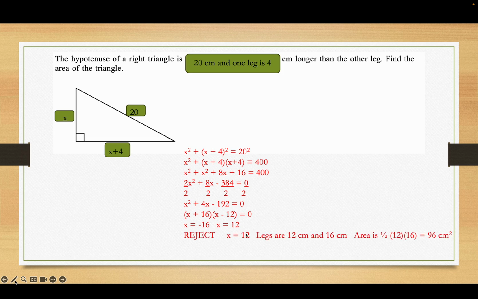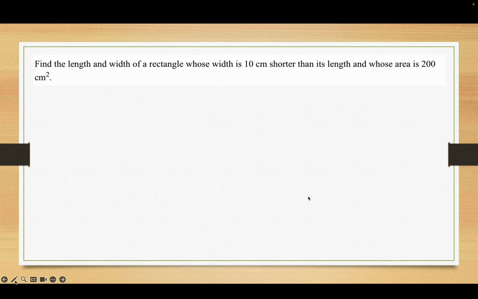Reject the negative 16. 12 is the one leg. 12 plus 4 is 16 is the other leg. And the area is half of the 12 times 16, which is 96 centimeters squared. Okay? Let's try our last new problem of the day. Go ahead.